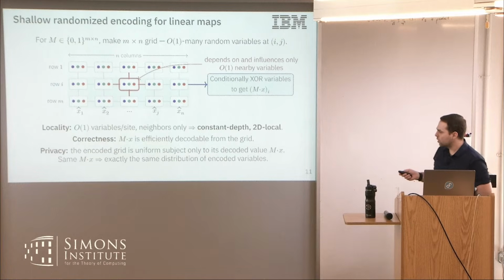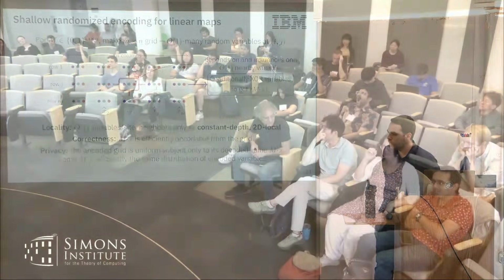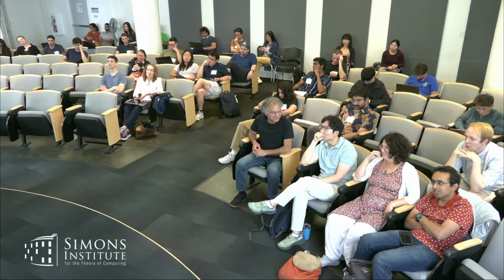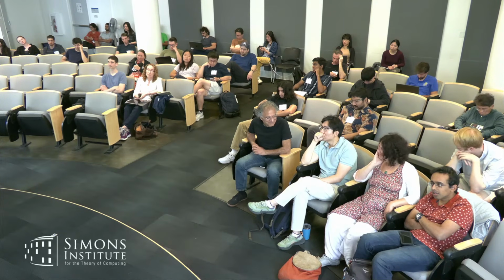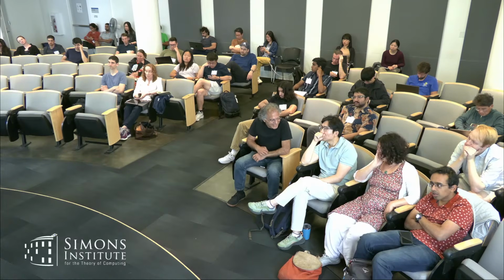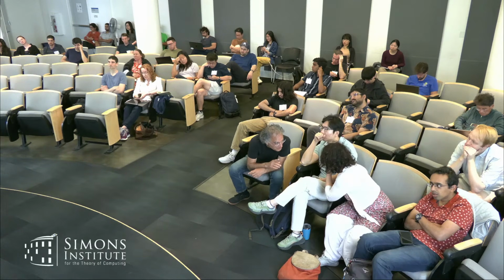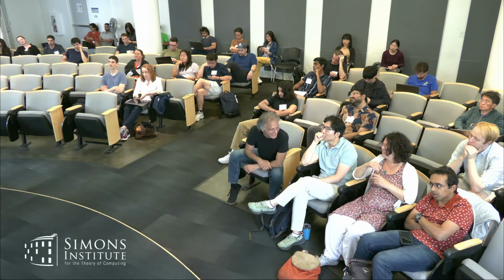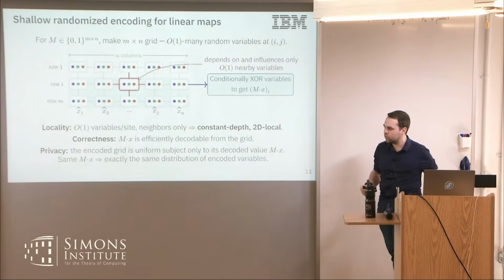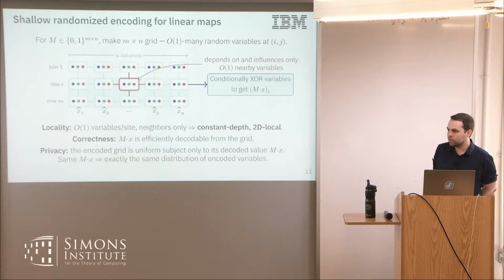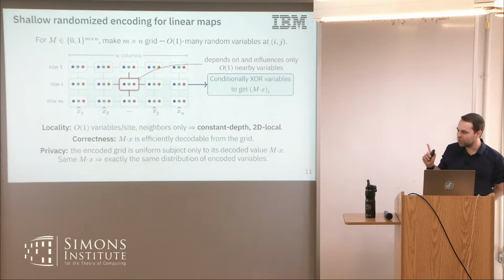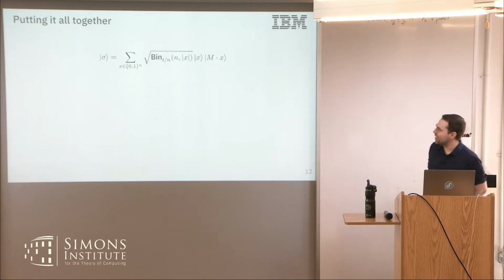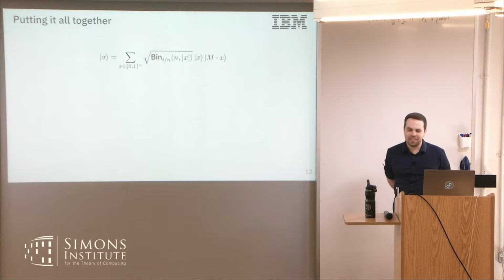Wait, so how exactly does M affect the grid then? At each location, you will conditionally add its neighbors depending on what the value of m is at that grid location. Oh, okay. And this will have the effect as if you had done a multiplication with m. Sorry, maybe I should have done a better job of explaining this, but again, morally, this is what's happening. You can just black box what it does, right? Yes, yes.